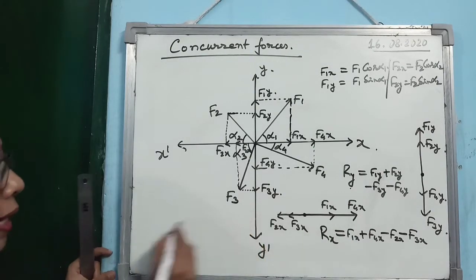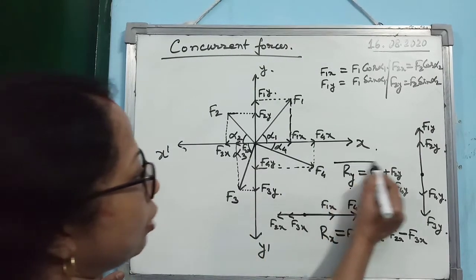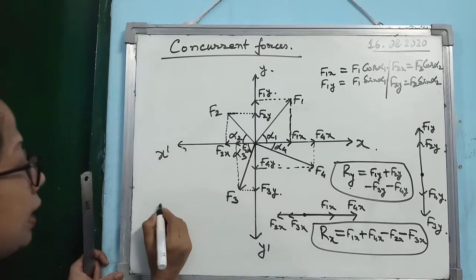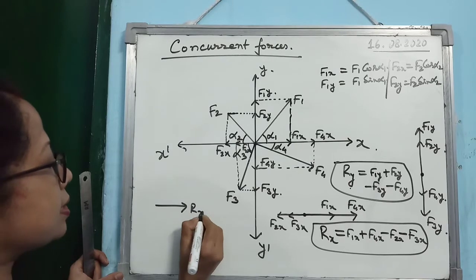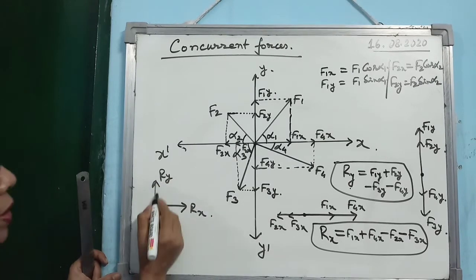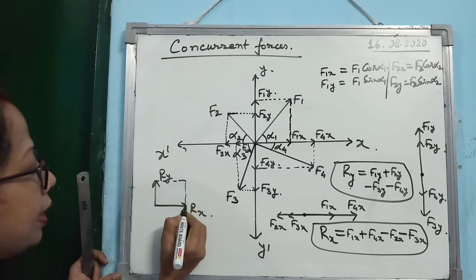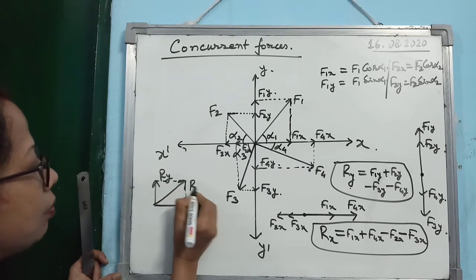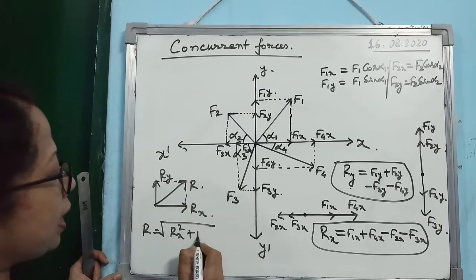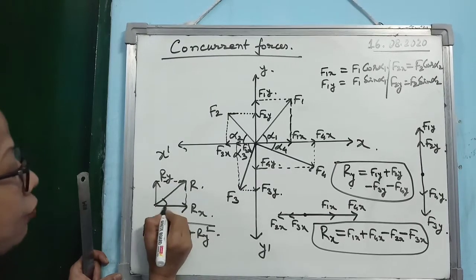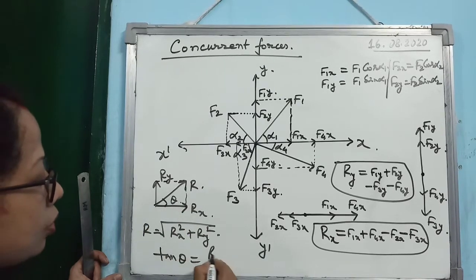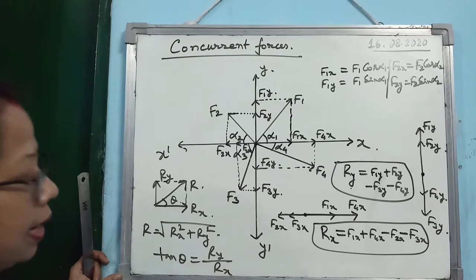Now, after that what are you getting? After getting the values of Ry and Rx, again if I draw the diagram, Rx is in this direction and Ry is in this direction. So you see what will be the resultant? Resultant R will be equal to under root Rx square plus Ry square. And if you consider this angle is theta, then tan theta is equal to Ry by Rx.